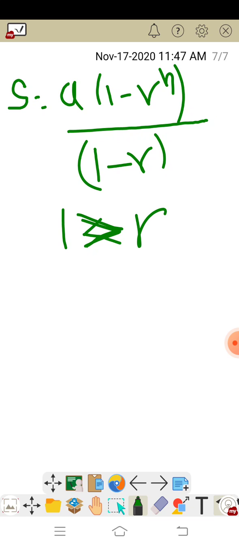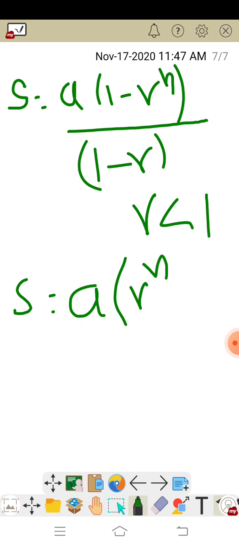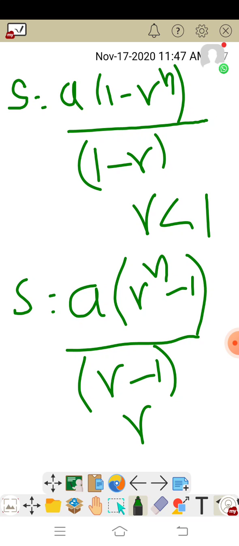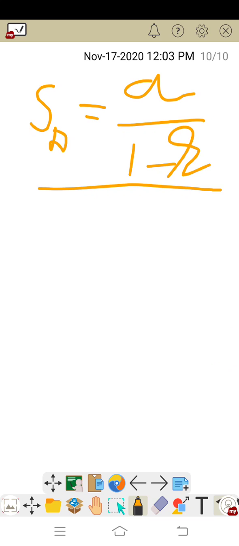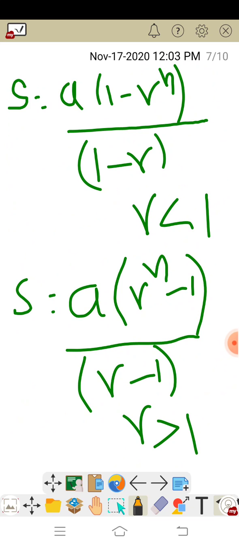If r is bigger than 1, then we can say it like this, right? When is the first formula possible? When r is less than 1. If r is greater than 1, S = a(r^n - 1)/(r - 1). Alright, now listen carefully. This is S = a(r^n - 1)/(r - 1) when r is greater than 1.